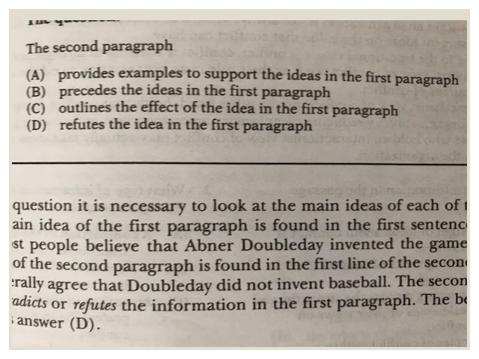So when we have the question, the second paragraph, what is the relation between the last paragraph with the previous ones? As I told you, the first paragraph said that Abner Doubleday is the founder, and the last paragraph says that Abner had nothing to do with the game. So the second paragraph refutes the ideas in the first paragraph. The first paragraph says something and the second paragraph says something different. So the second paragraph refutes the ideas of the first paragraph. It contradicts the first paragraph.